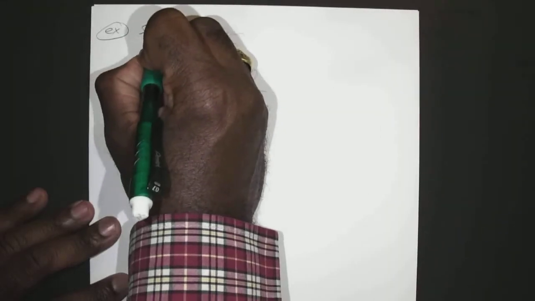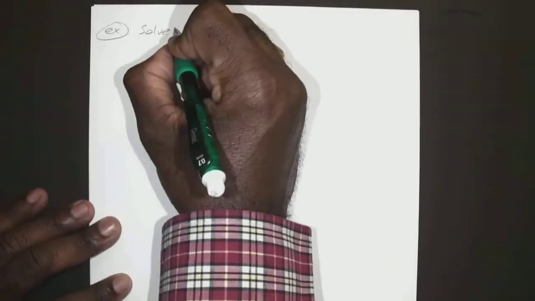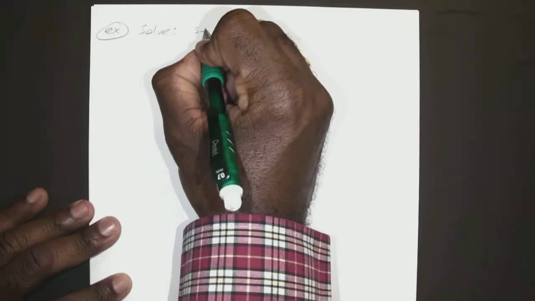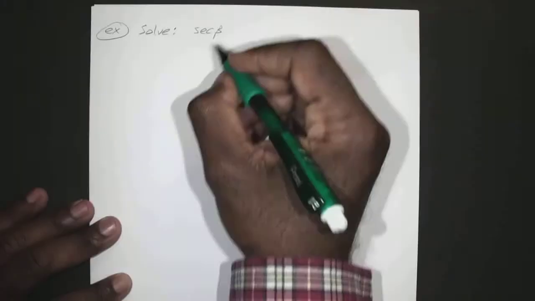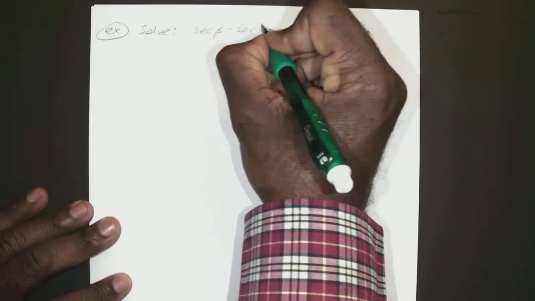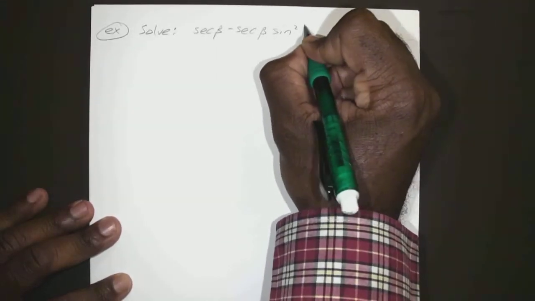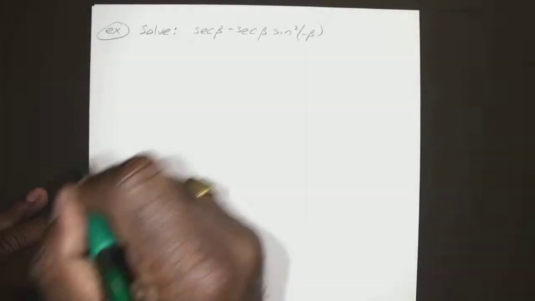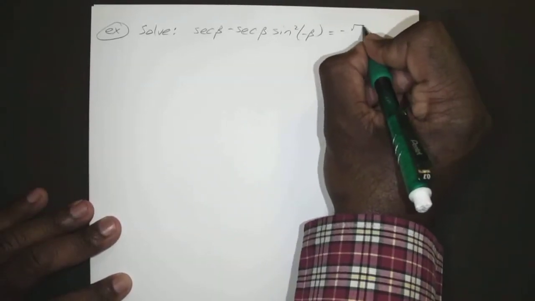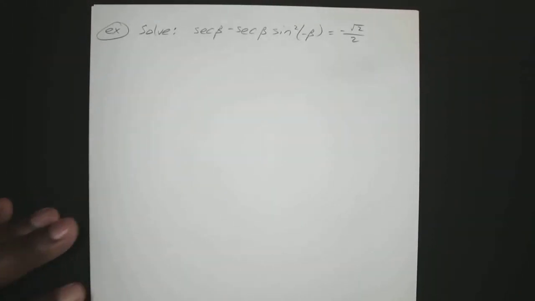Okay, so let's say for our next example, I meant to have this after the cosine one with the negative value, but this one will work also. Say if we wanted to solve secant of beta minus secant of beta times sine squared of negative beta equals negative square root of 2 over 2.